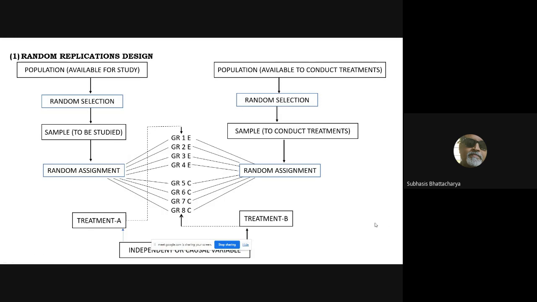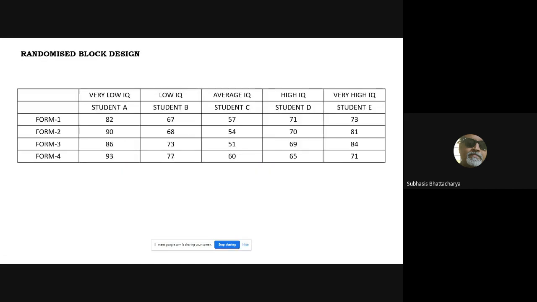That is the independent or the causal variable. There are several other things like this, also in the case of the randomized block design. What is happening here is that in the experiments, the subjects are first divided into different groups, such that within each group the subjects are relatively homogeneous.